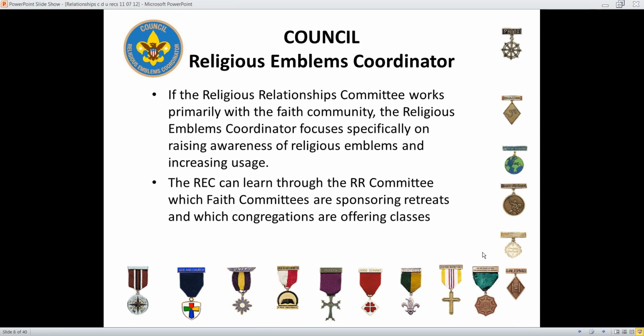And we just simply want to point out that when you think of the Religious Emblem Coordinator for the Council, if the Religious Relationships Committee works primarily with the faith community, then the REC focuses specifically on raising awareness of religious emblems and increasing usage. We'll talk more about this in a few moments when we get to the Unit Religious Emblems Coordinator, of how we work even with the unit chaplain. So at the council level, that does not mean that these folks do not relate and work with each other, but the focus of the REC is going to be raising awareness of religious emblems and, of course, ultimately increasing usage. There's a lot that can be learned through the interface with the Religious Relationships Committee and the faith committees, and finding out when they're sponsoring retreats and when they're offering classes. So there are a lot of things that can be learned there.